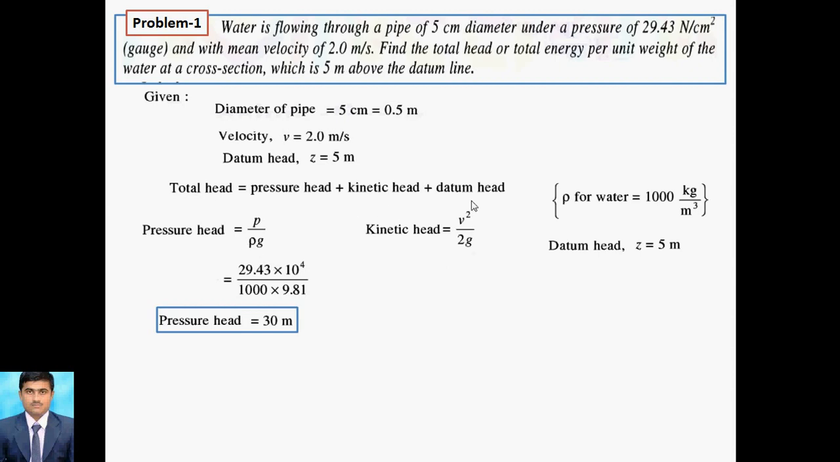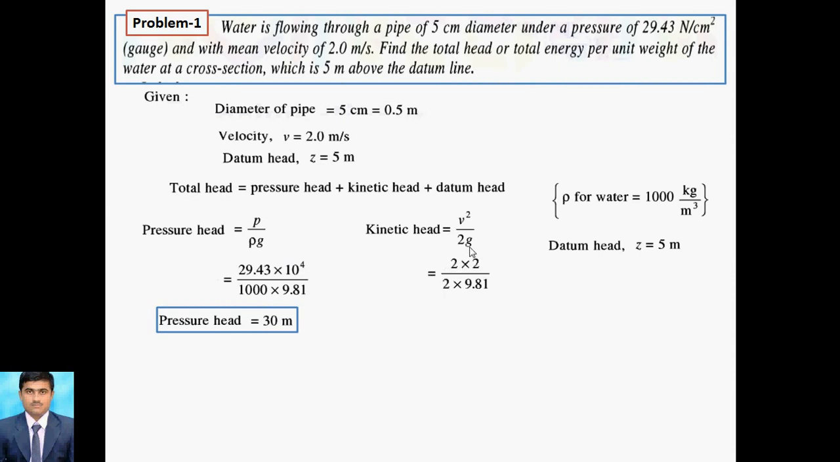Kinetic head, that is V square by 2g. Third is datum head, that is height, that is potential head, having 5 meter. Now we go for pressure head. P is given, that is 29.43 Newton per centimeter square. Convert this to meter square, that is 10 raised to 4. Then rho g, that is 1000 into 9.81. After calculation of this, 30 meter is the pressure head.